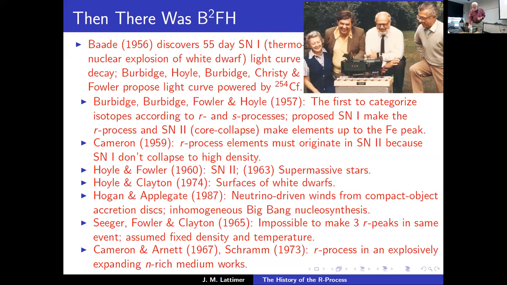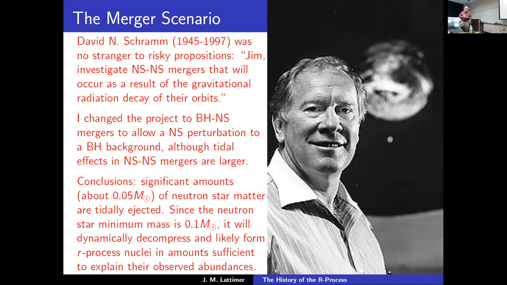So his paper in '73 was produced just after he came to Texas as a new faculty member. And I went to him. I was working at that time on Josephson junctions in a millimeter wave laboratory at Texas, and I frankly hated it and really wanted to be a relativity theorist. So I was talking with Dave Schramm, and he suggested, well, why don't you work on neutron star mergers?